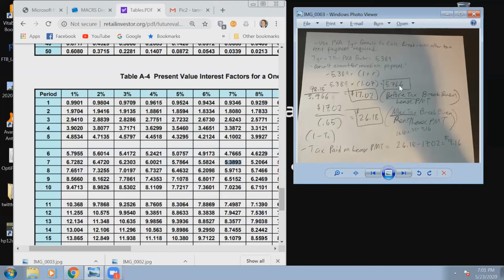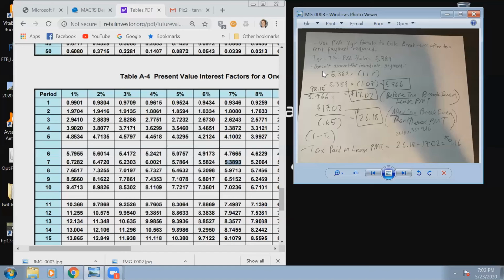Now, in order to calculate the break-even lease payment before tax, all you do is take our total NPV of the project, which is 98.15 million. I know it's negative, and I have a positive number here. It doesn't matter if you do negative or positive. It's just to clarify it for you. You take that number and divide by the present value annuity factor of 5.766, and that will give you $17.02. So that's the before-tax break-even lease payment.